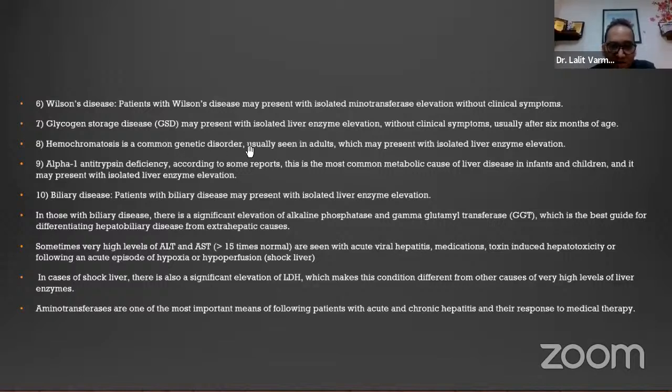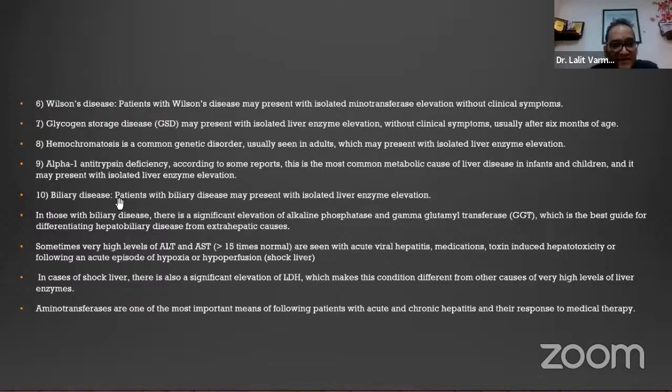Hemochromatosis is a common genetic disorder usually seen in adults, which may present with isolated liver enzyme elevation, but also in pediatric. Alpha-1 antitrypsin deficiency, of course, is the most common metabolic cause of liver disease in infants and children. It may present with isolated liver enzyme elevation again. But this was the old school thought that alpha-1 antitrypsin is very common. What we are actually seeing is a lot of PFICs that were earlier treated like biliary atresia, then they underwent Kasai also many a times. So we have to make sure that we're picking up the right PFICs and the right biliary atresia patients.